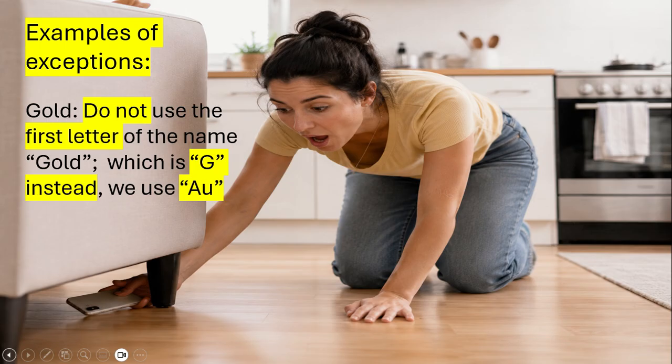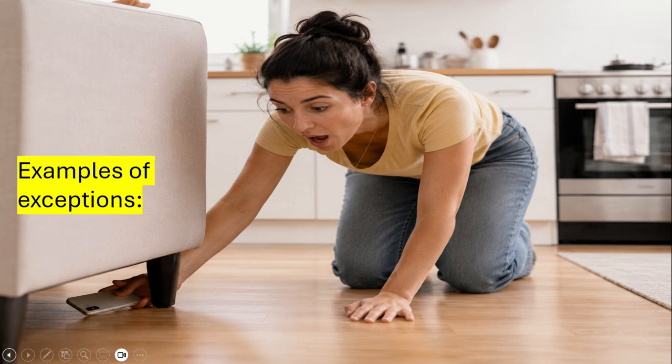Other examples of exceptions: gold. Ooh, everyone wants a piece of gold, right? So gold, just like the color yellow there, we do not use the first letter of the name gold, which is G. Instead, weirdly, we use AU, capital A, small u. Like, ow, what's going on? I don't know if you know that expression, AU, ow, right?